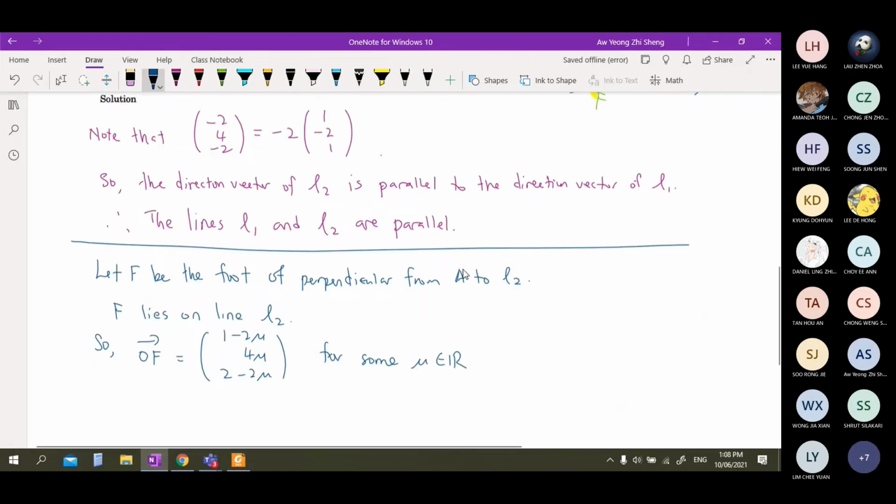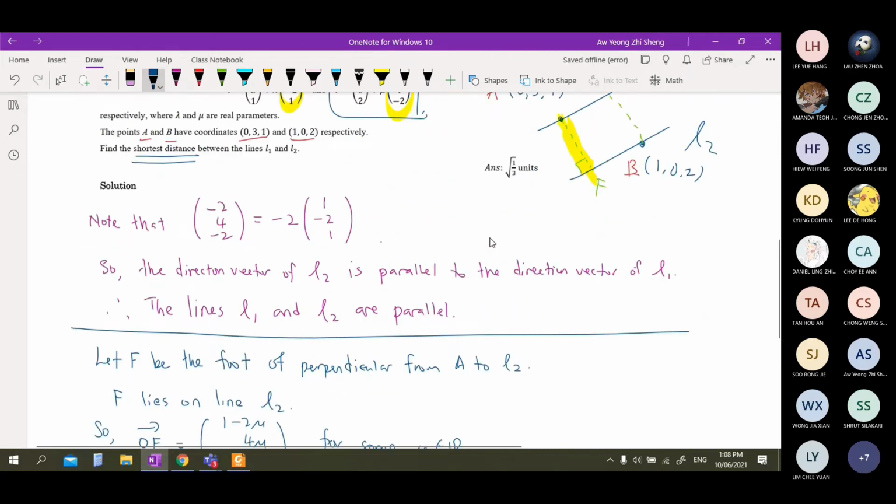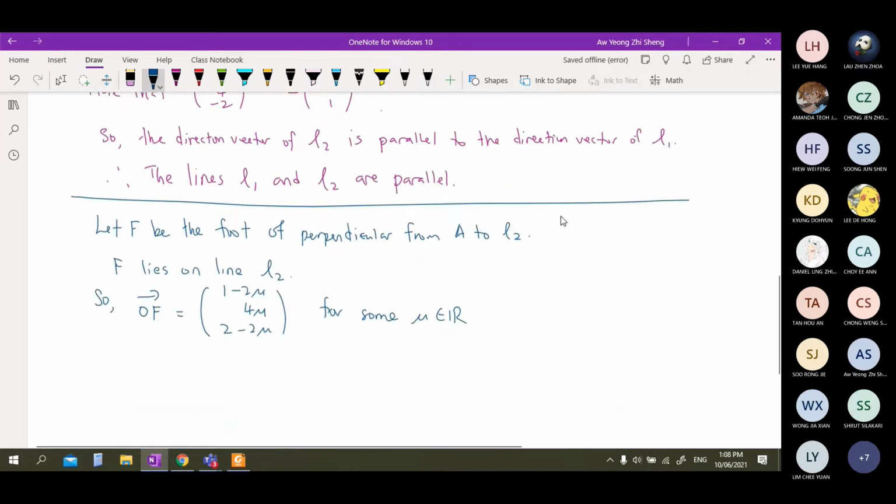And then referring back to our diagram up there, we want to get the vector AF, which will be perpendicular to the direction vector of L2. So get the vector AF. OA will be put in the coordinates of A.